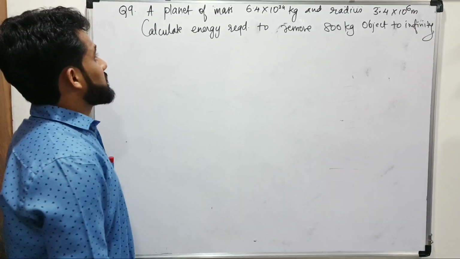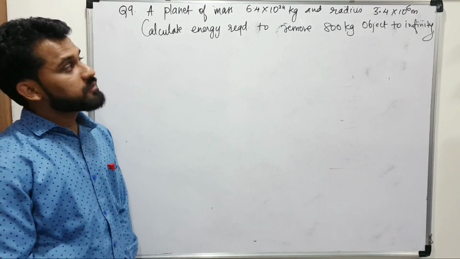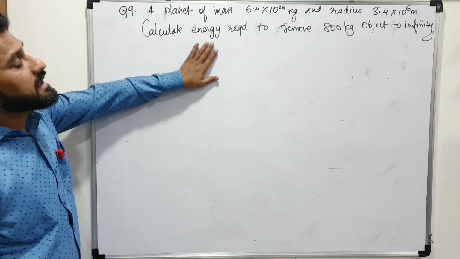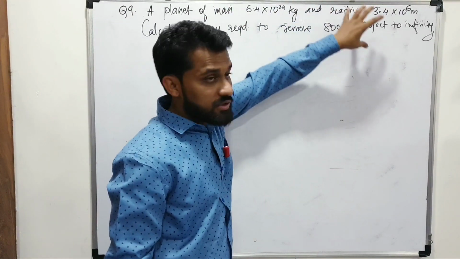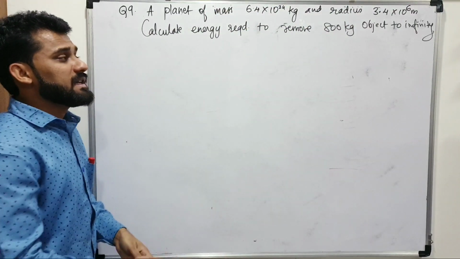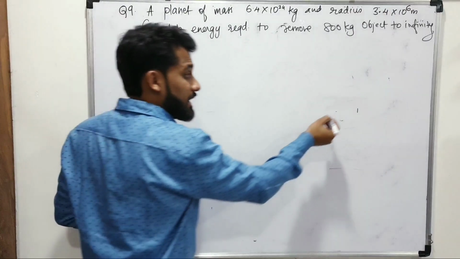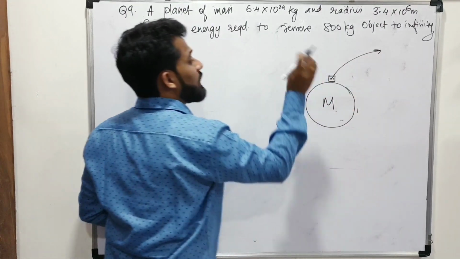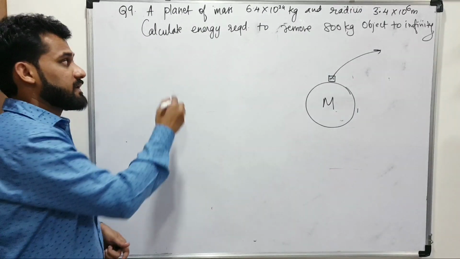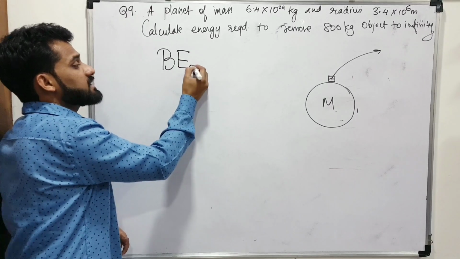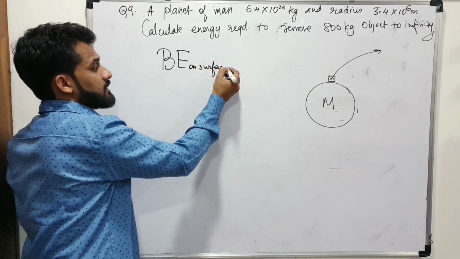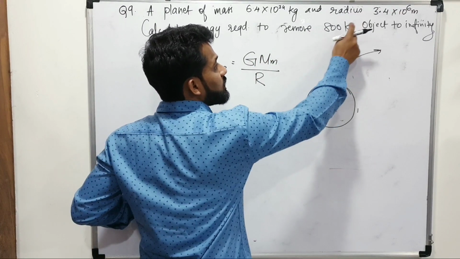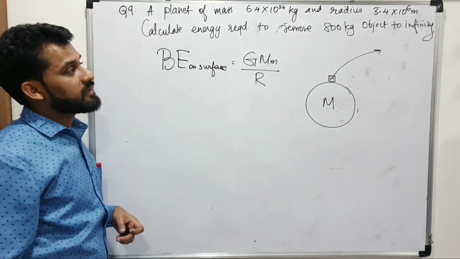So the next question is question number 9. A planet of mass 6.4 into 10 raised to 24 kg and radius 3.4 into 10 raised to 6 meters. Calculate the energy required to remove an 800 kg object to infinity from that planet. So basically the binding energy of that object is asked. From any planet, if you want to remove any object of mass m to infinity, you have to provide it the binding energy on the surface. The formula of binding energy on the surface is GMm by R, and this energy should be given to this 800 kg object so that it will escape to infinity.